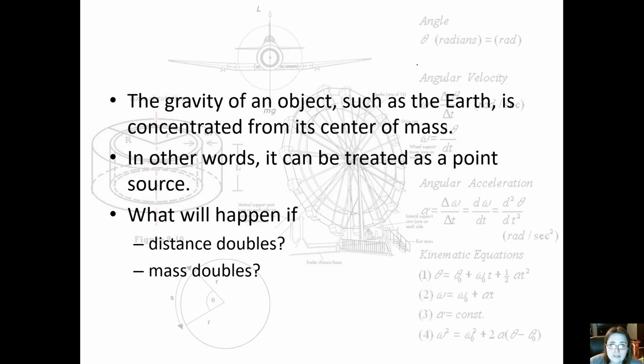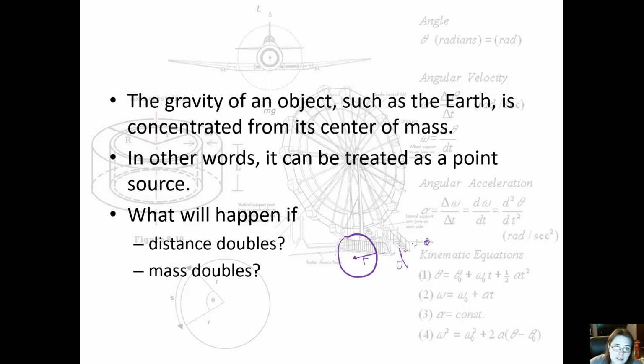The gravity of an object such as the Earth is concentrated from the center of its mass. So anytime it gives you an object and you have a radius, it's going to be the radius, and if you're a distance away, it's going to be the radius plus this distance. So make sure to keep that in mind as well. But you can think of it as like a point source.